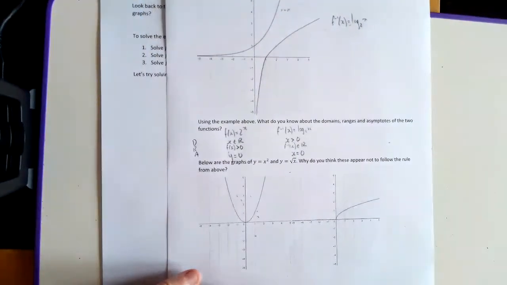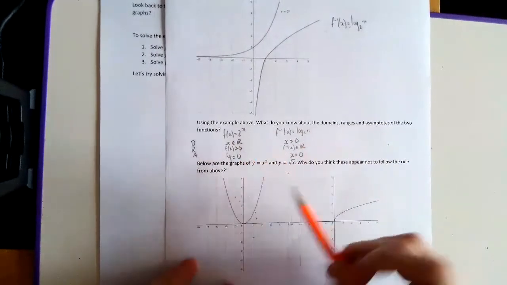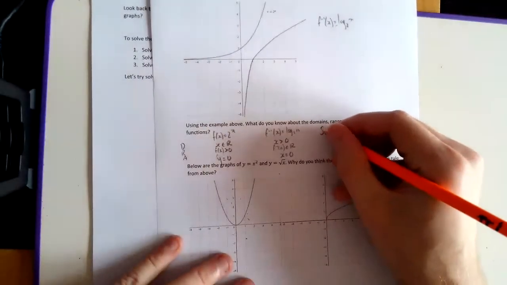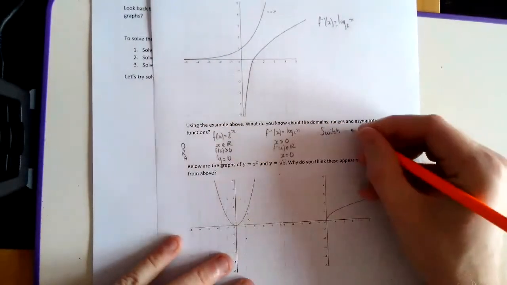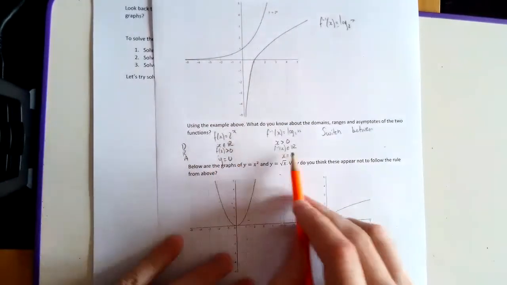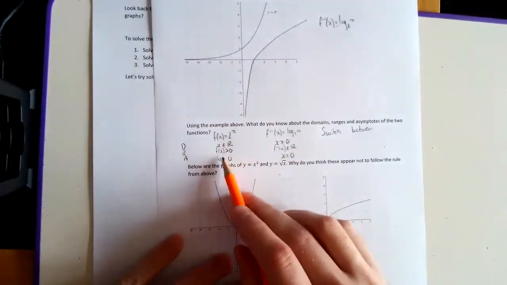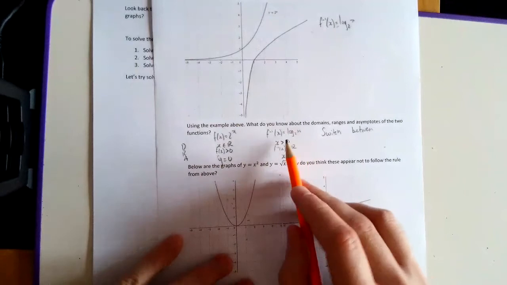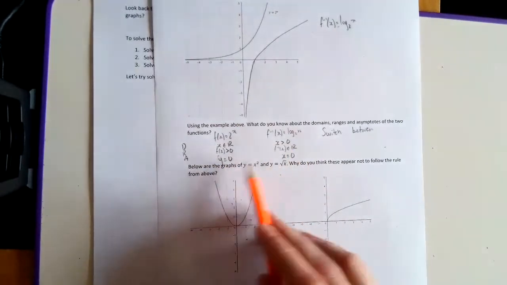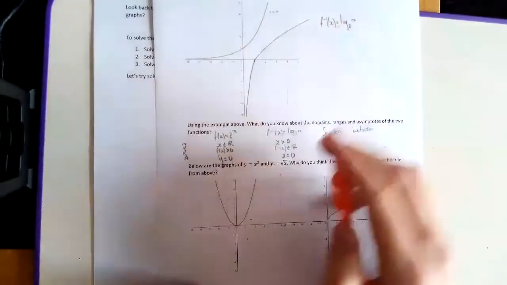So hopefully what you should spot is that the domain, range, and asymptotes just switch. So the domain of this function becomes the range of the inverse. The range of the function becomes the domain of the inverse. And for the asymptote, I just switch the x and the y. And that's kind of what you would expect if the reflection line is y equals x, and x and y just switch.